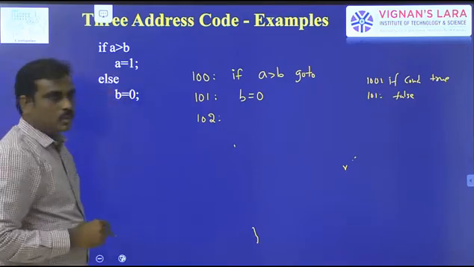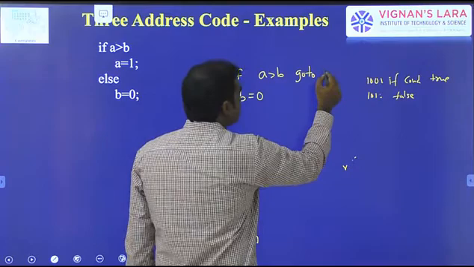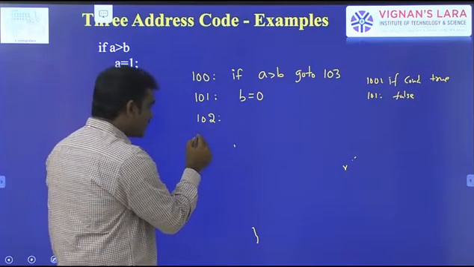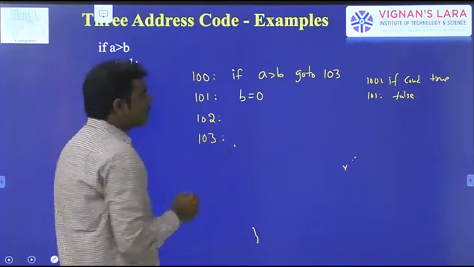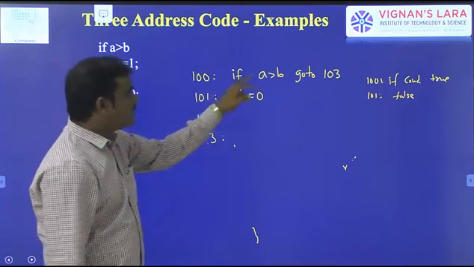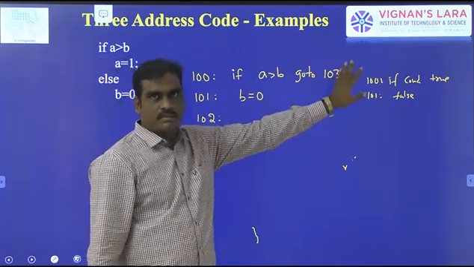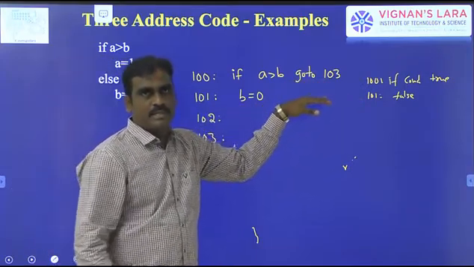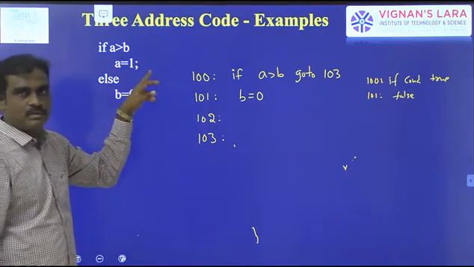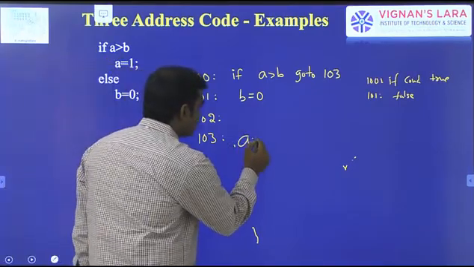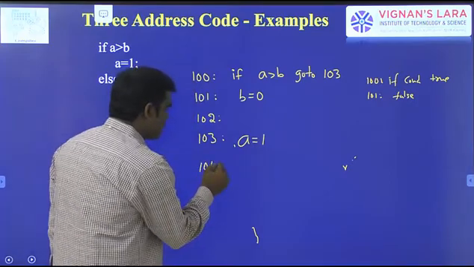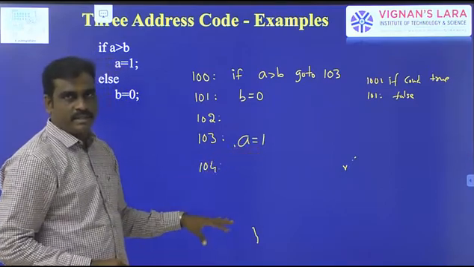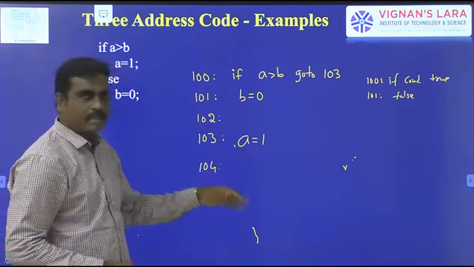the statement is A equal to 1. Then here you can write go to, suppose write 103. What is 103? If the condition is true, go to 103. So 103 is the true statement. So write the true statement, here the true statement is A equal to 1. So write A equal to 1. What is the 104 statement? If the condition is true, A equal to 1 and then exit. Okay, and then exit. So 104 is empty, no problem.